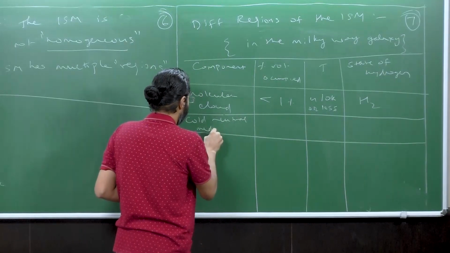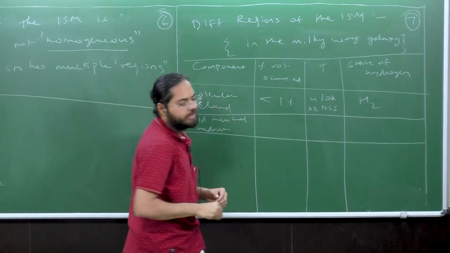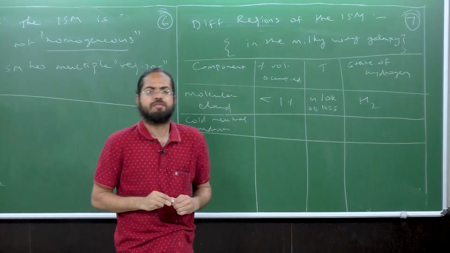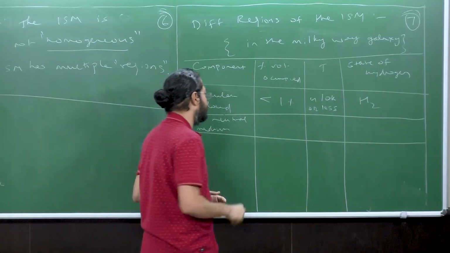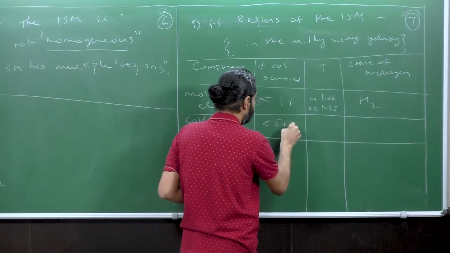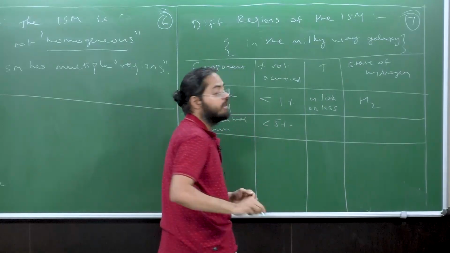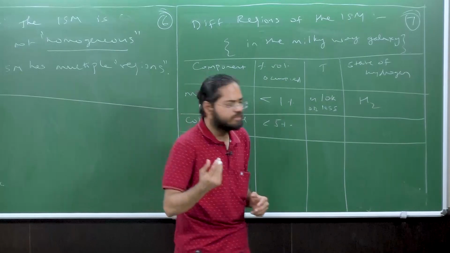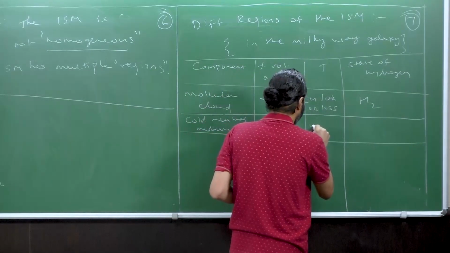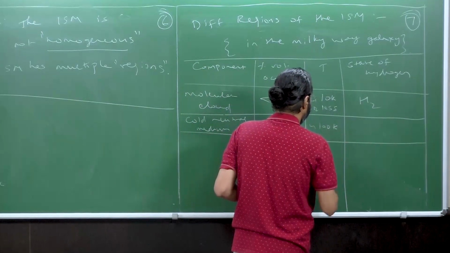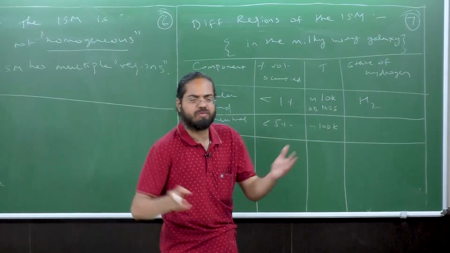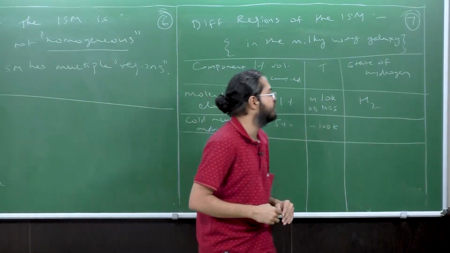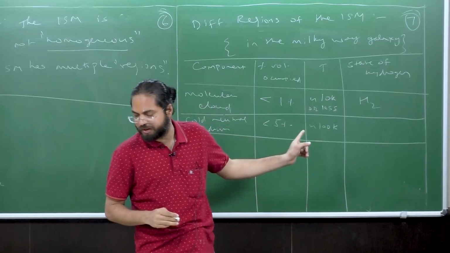Okay, now in this region, the fractional volume of this region, it turns out, is less than 5% of the entire ISM. And what temperature can this region be in? The temperature range is approximately of the order of 100 Kelvin. It can be plus or minus 100 Kelvin or 50 Kelvin or something, but it's approximately of the order of 100 Kelvins. And what happens to hydrogen here?